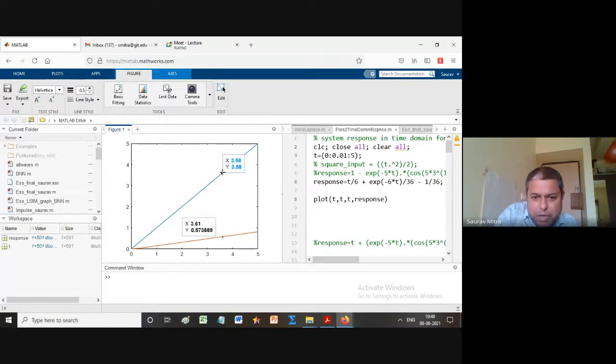At one point you have to draw this line. So you know at 3.61, what we are finding is at 3.61 seconds, output you have to write at 3.61 second, output is actually 0.573889. And at 3.61 second, input is equal to 3.61. So those who are doing it, you can find the error at 3.61 seconds, that is equal to 3.61 minus 0.57388. That's it. At any time you have to compare the input and output.